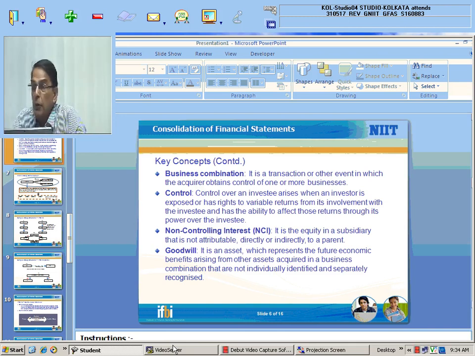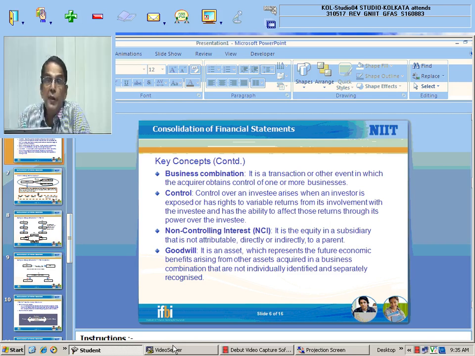Then we come to another important concept called non-controlling interest. It is the equity in a subsidiary that is not attributable directly or indirectly to the parent. So when Jindal Polyester Limited acquires the European company, or obtains control over the European company, let's say by acquiring 60% of the shares, it obtains control. But 40% of the shares may be owned by other shareholders or other investors. That 40% is actually the non-controlling interest. It is the equity in a subsidiary that is not attributable directly or indirectly to a parent company. That portion of the equity of the subsidiary which is not directly or indirectly owned by the parent company is called non-controlling interest.